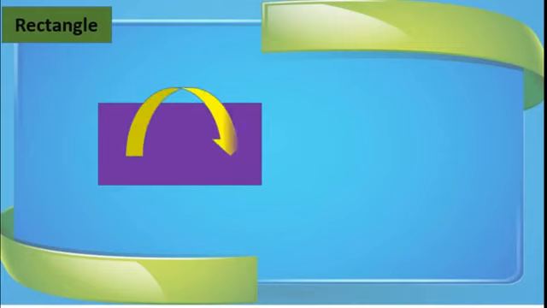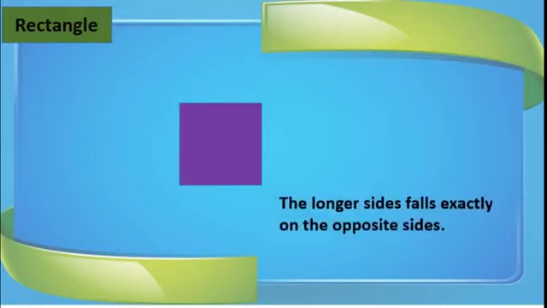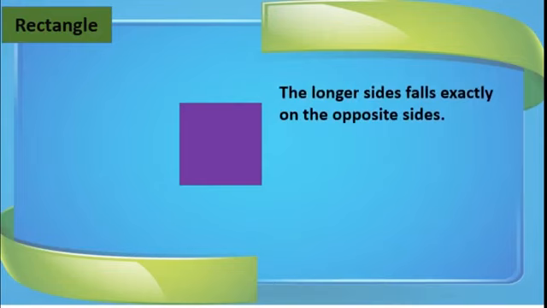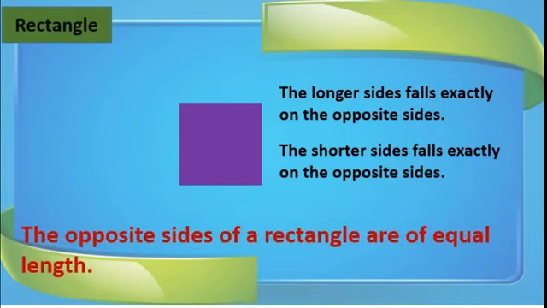Now we will fold this paper in the middle and let us watch what will happen. Now I am going to fold this paper in the middle. See dear students, what happened here? The longer sides fall exactly on the opposite sides and the shorter sides also fall exactly on the opposite sides. Means what we can write here? The opposite sides of a rectangle are of equal length. Remember this.